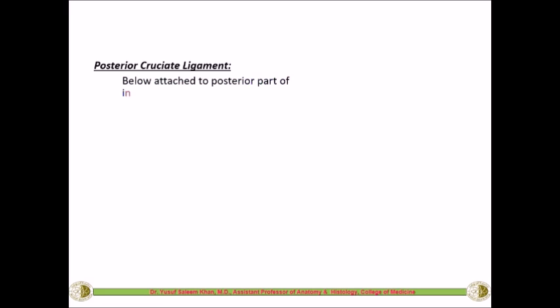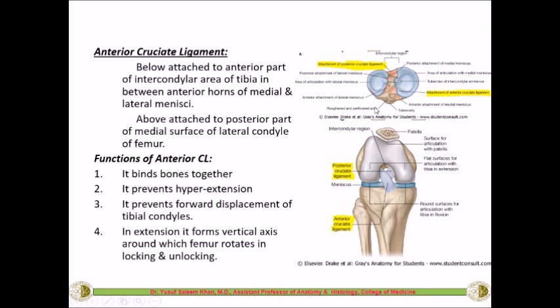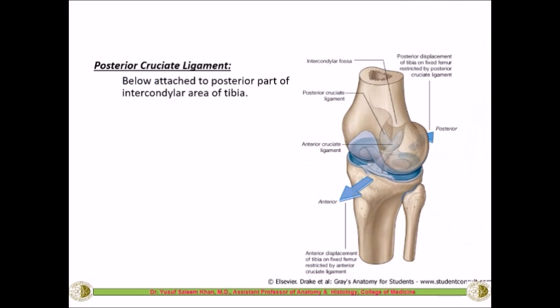Coming to the posterior cruciate ligament, this is attached to the posterior part of the intercondylar area. If you can remember, here is the attachment of the posterior cruciate ligament. It is posteriorly attached, so it is called the posterior cruciate ligament, but it comes forward and gets attached again. If you can see here, it comes forward above and gets attached to the lateral surface of the medial condyle of the femur.